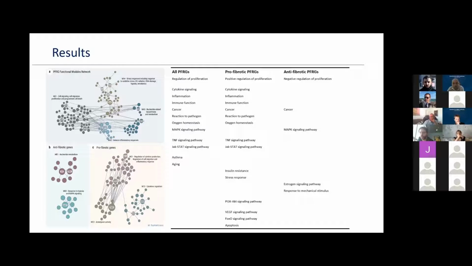So the differences are very interesting, and I think bring something new to the table when people look into fibrosis and try to see what promotes fibrosis and what stops it. We see different things, different pathways.